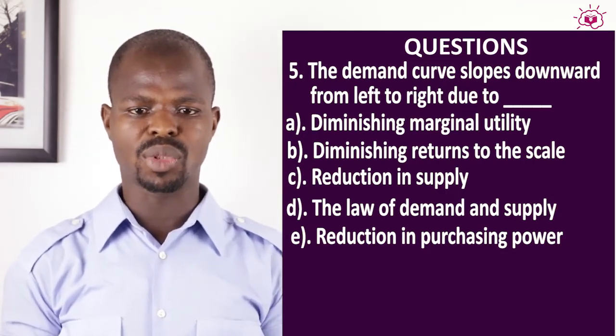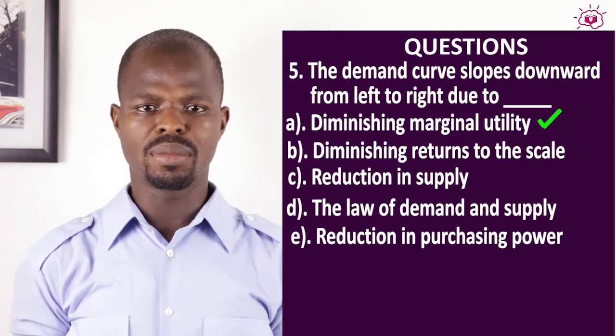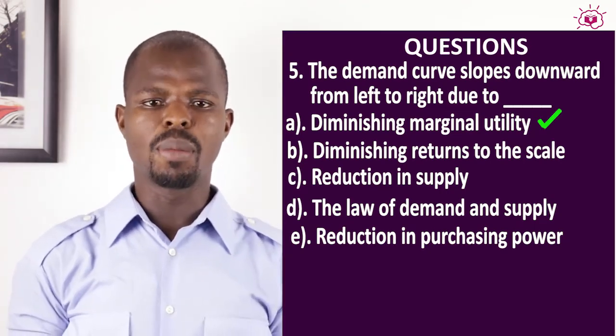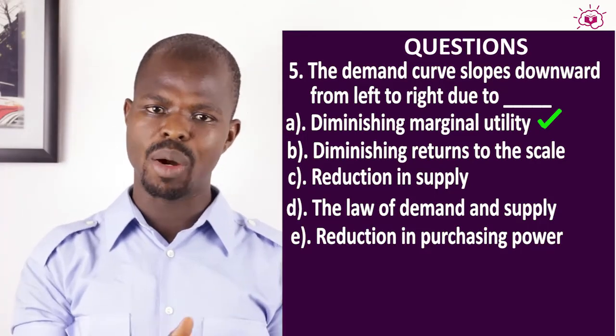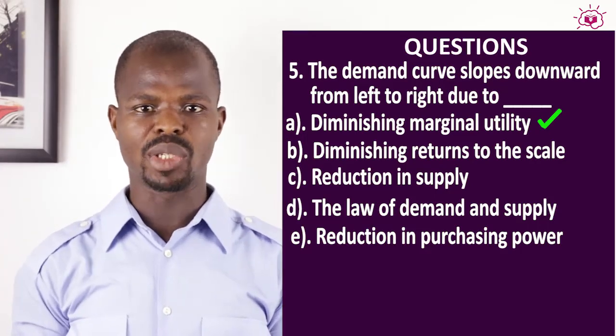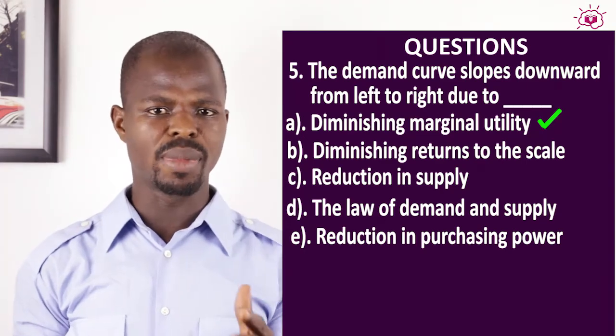The right answer to this question is option A. It is due to diminishing marginal utility. Reason being that a demand curve has a downward sloping movement or slope due to the diminishing marginal utility.